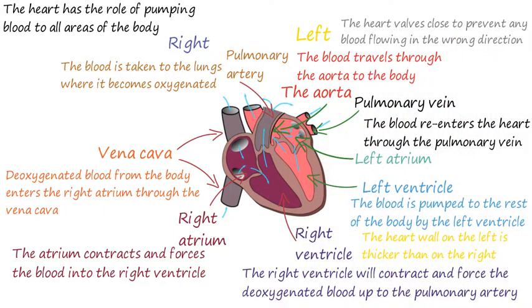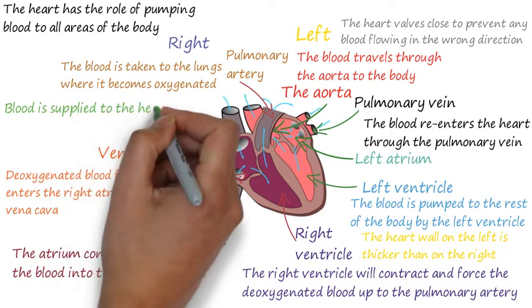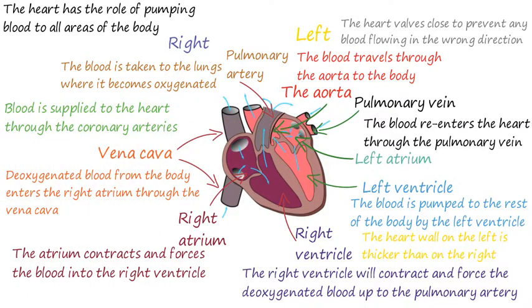When the blood is pushed out of the ventricles, there are heart valves which close to prevent any blood flowing back in the wrong direction. The heart also requires a good blood supply itself, in order to function. Blood is supplied to the heart through the coronary arteries.